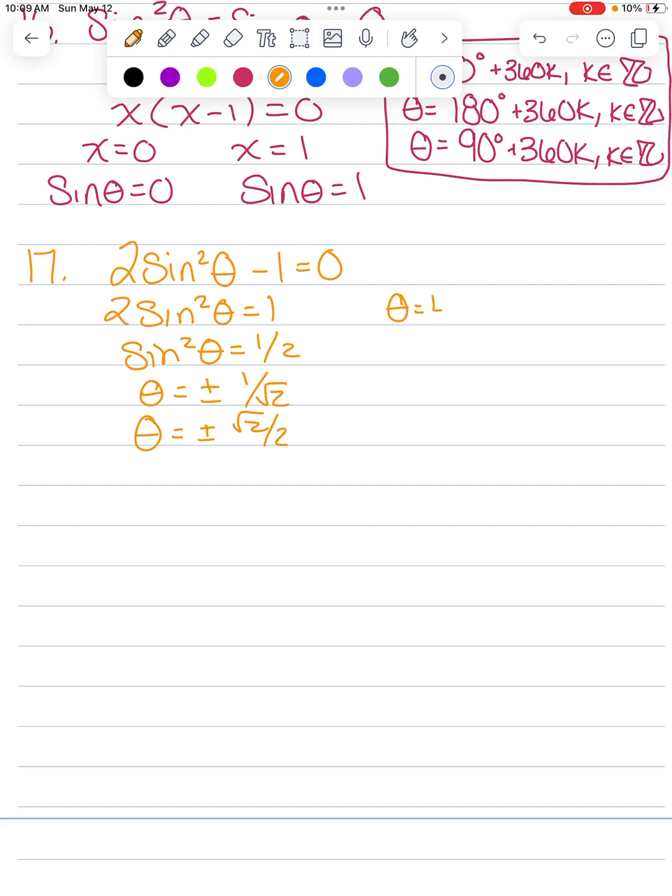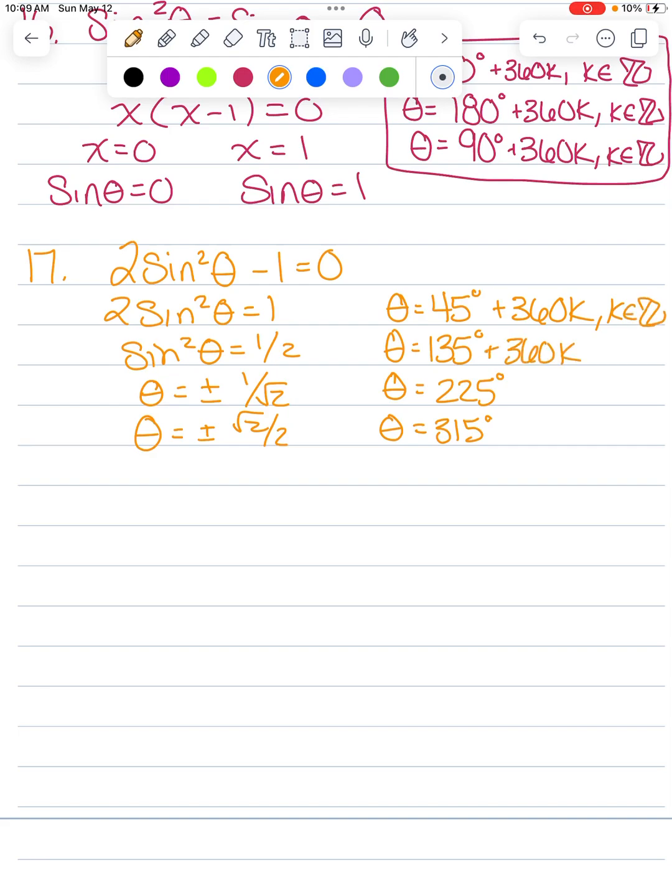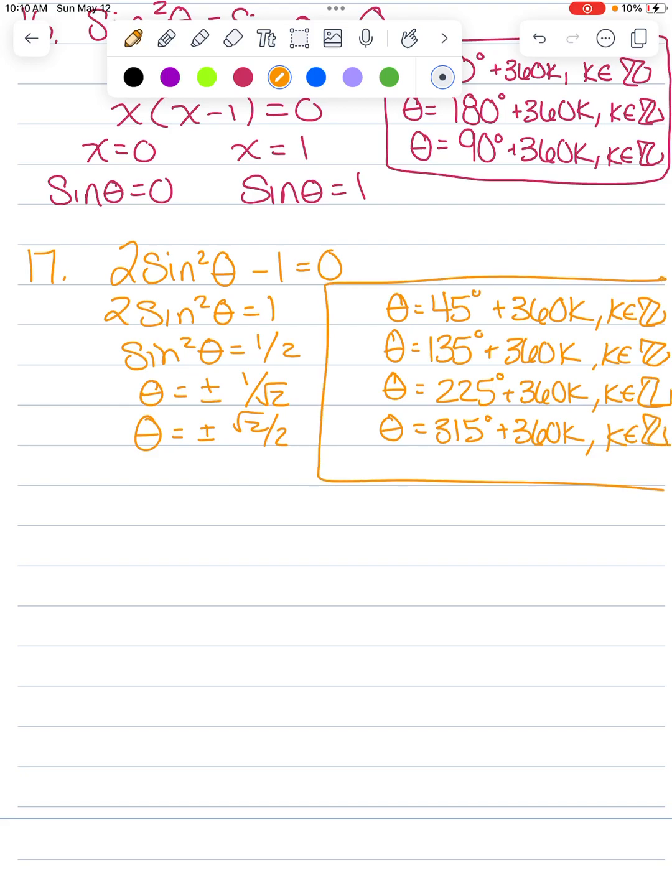Okay, this is for all theta in degrees. So sine is square root of 2 over 2 at 45 and at 135. It's negative square root of 2 over 2 at 225 and 315. They all work, so plus 360 degree k, k is an integer, for each of them. Again, this one could be simplified down. I'm not going to continue to write that out, though. If you simplify it down, great.